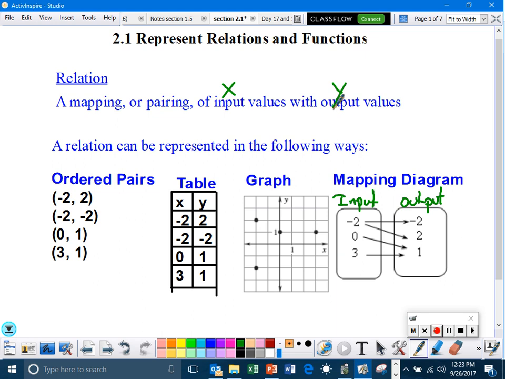Okay, and the other three ways that we can look at relations is with ordered pairs. Remember ordered pairs are x, y. We can represent them with a table. Or we can also represent it with a graph by plotting each of the points. That is still considered a relation. Okay, so those are 4 ways to represent a relation. Okay, we're going to move on.